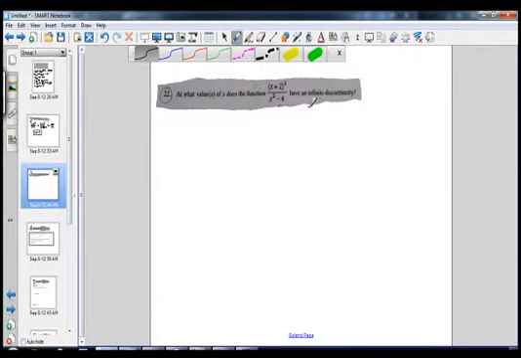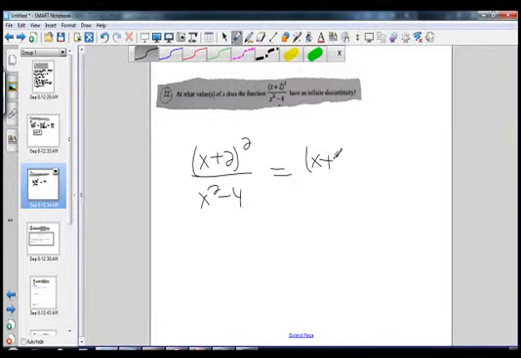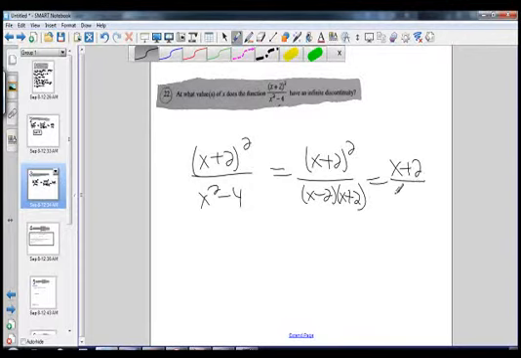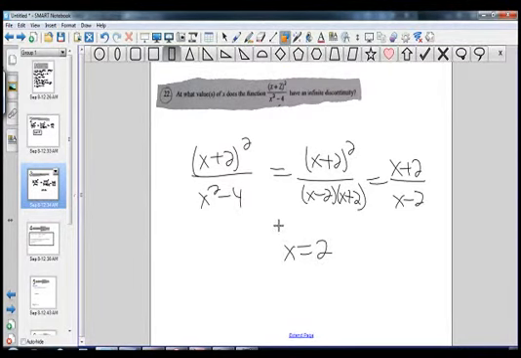And at what values of x does the function have an infinite discontinuity? x plus 2 squared over x squared minus 4. This is somewhat similar. This is equal to x plus 2 squared over x minus 2 times x plus 2. The x plus 2's cancel, and so the infinite discontinuity is where the denominator is 0. If you set the denominator equal to 0 and solve, you get x equals 2. Okay?